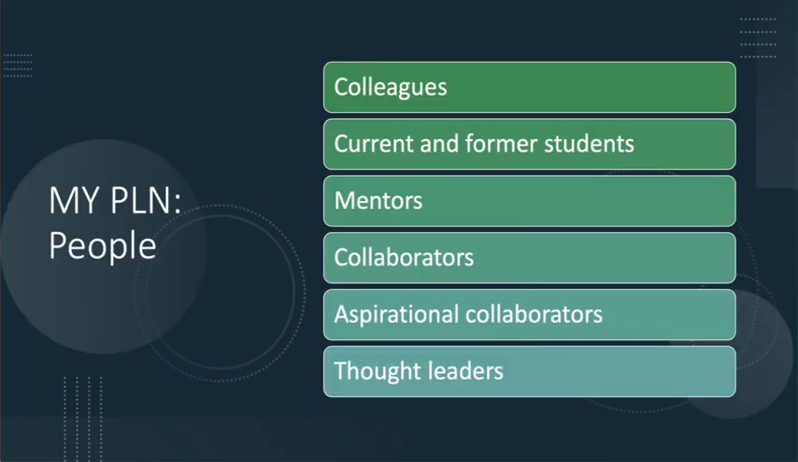If I start to think about my PLN in terms of the people, spaces, and tools, the people, there are all these types of people, these categories that I interact with. And the first four on here are people who I know very well, but I might also think about aspirational collaborators and thought leaders who I would want to connect with so that we might develop some sort of relationship in the future.